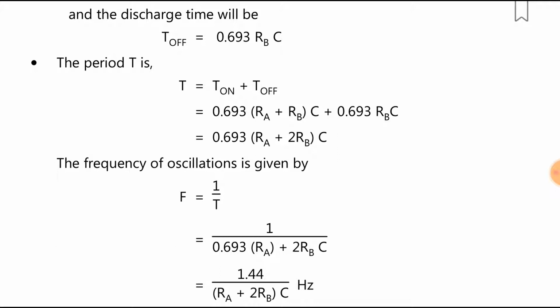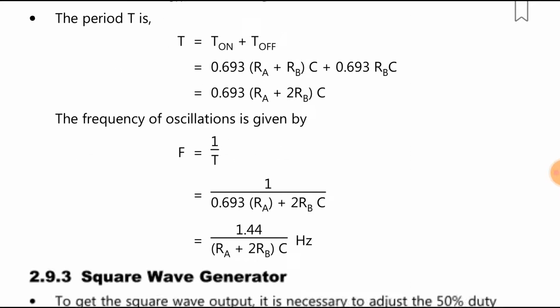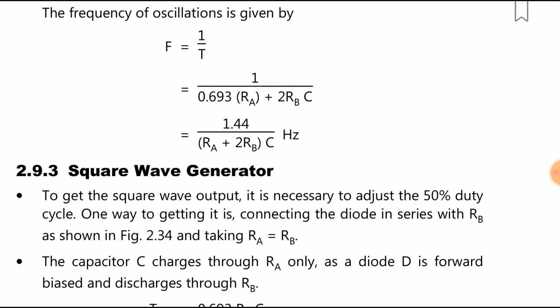So the total period T is T on plus T off. I can add both, so I will get T equal to 0.693 (RA plus 2RB) times C. Now what is the frequency? It is 1 upon T. So the frequency of oscillations, if I put the value of T, will be 1.44 upon (RA plus 2RB) times C hertz.